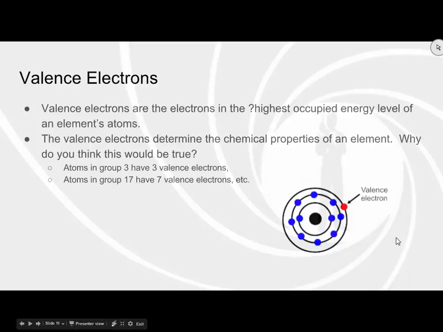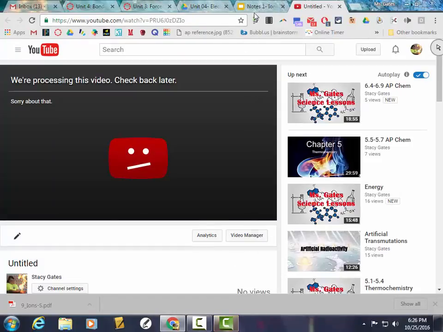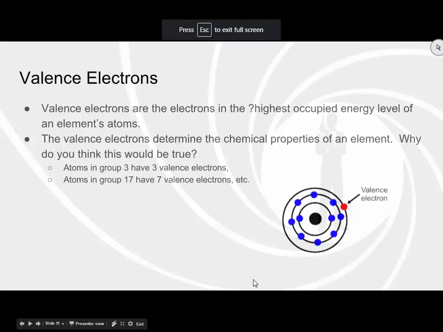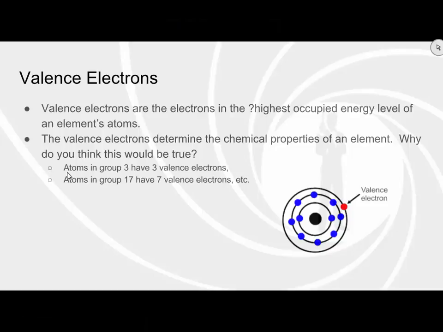So how do we know how many valence electrons something is going to have without having to draw those pictures? Valence electrons, again, are the electrons in the highest energy level. Here's a picture. This atom would have 1 valence electron out there. Valence electrons are going to determine the chemical properties of your elements. So how do we know without having to draw these complicated pictures? Atoms in group 3 are going to have 3 valence electrons. So column 3, 3 valence electrons. Atoms in group 17 are going to have 7 valence electrons.